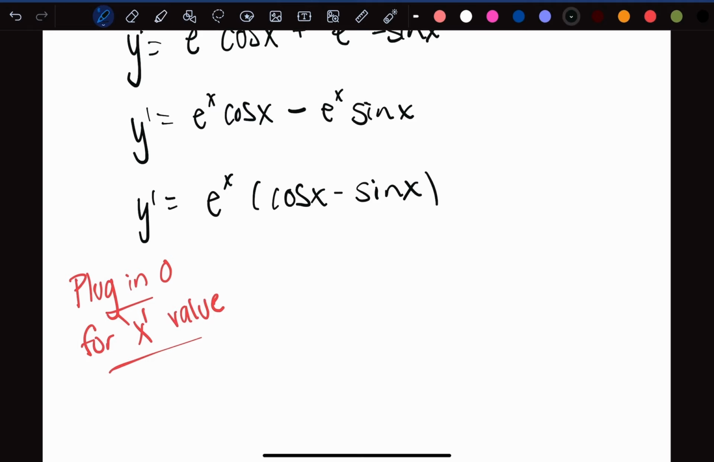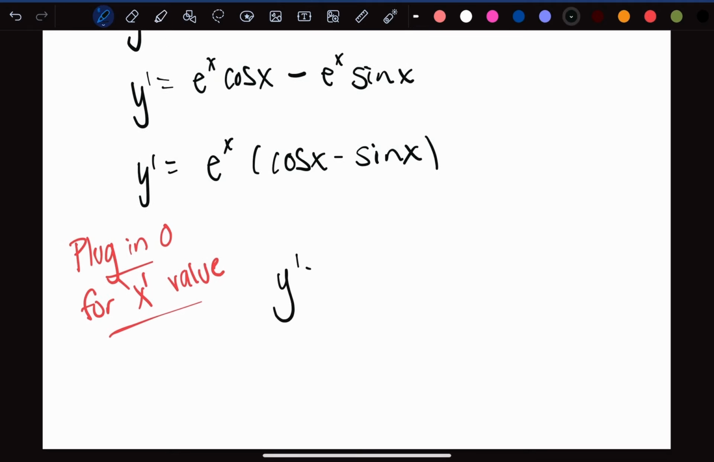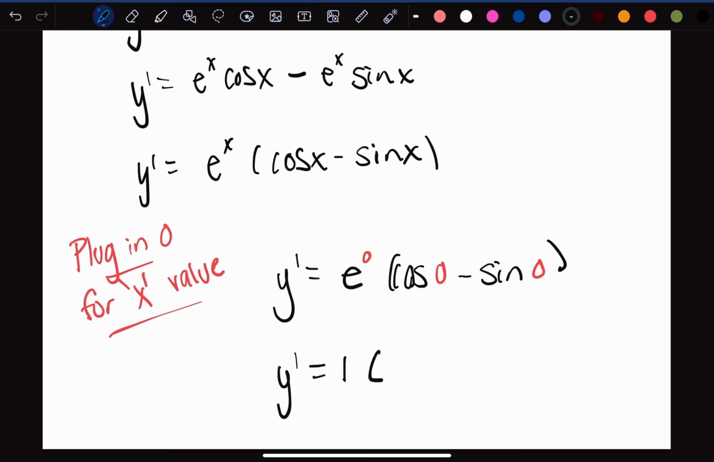So if we plug in 0 for our x value, we get y prime is equal to e to the power of 0 times cosine of 0 minus sine 0. So e to the power of 0 is just equal to 1. So we're going to have 1 times cosine 0 is also 1, and sine 0 is 0. So 1 times 1 minus 0, which is equal to 1 times 1, which is just equal to 1. So our slope, our m, is equal to 1.